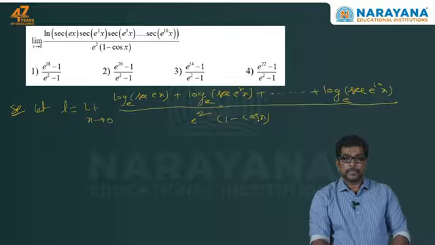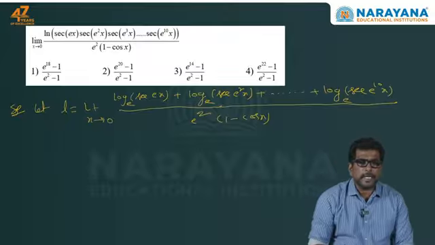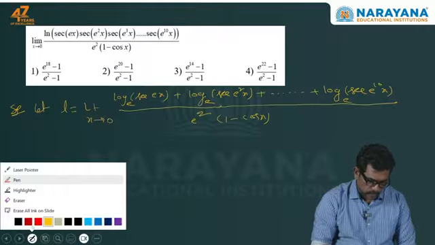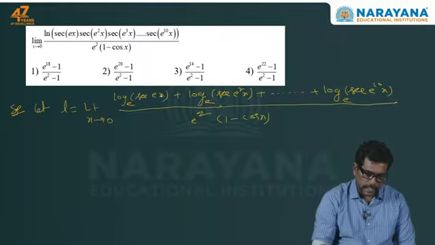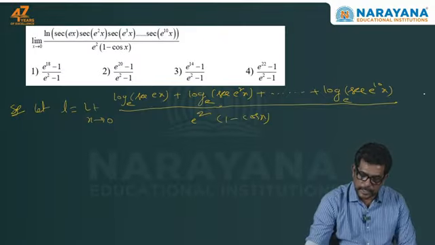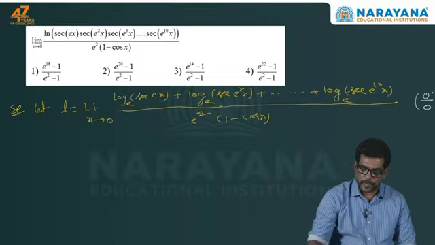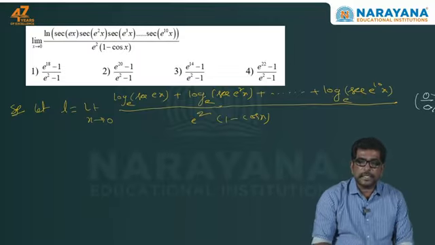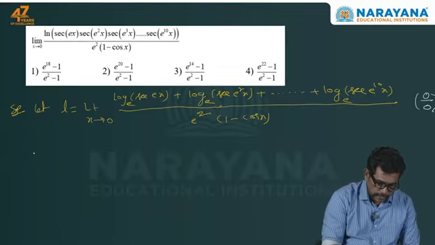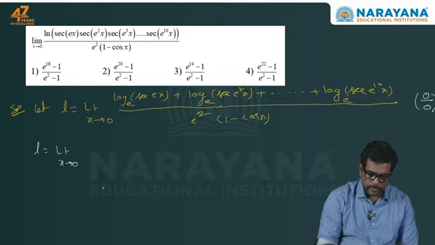I am writing. Now, when we are applying limit x tends to 0, the numerator and denominator both are taking the 0 by 0 form. It is very clear, because secant 0 is 1, and log 1 is 0. That is, it is in the 0 by 0 form. So when it takes the 0 by 0 form, we apply the L'Hopital rule. That is, L is equal to, applying the L'Hopital rule, limit x tends to 0.